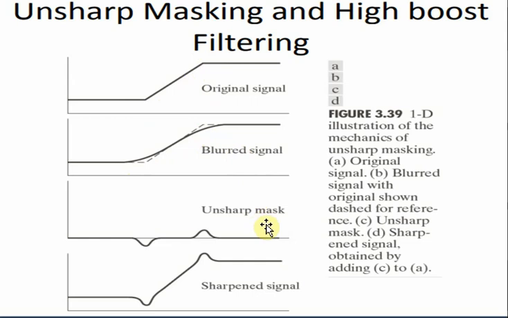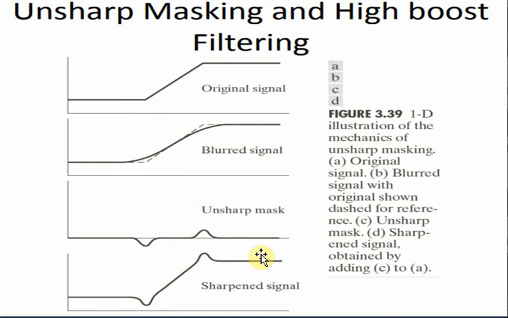Now use the unsharp mask. How can you get the unsharp mask? Subtract this blurred signal from the original signal. Take this one minus this blurred signal, then you can get the unsharp mask like this. Then add this unsharp mask to the original signal, and you can get the resultant signal like that. What we do here is highlight the edges, then you can get the sharpened image. This is one of the techniques.